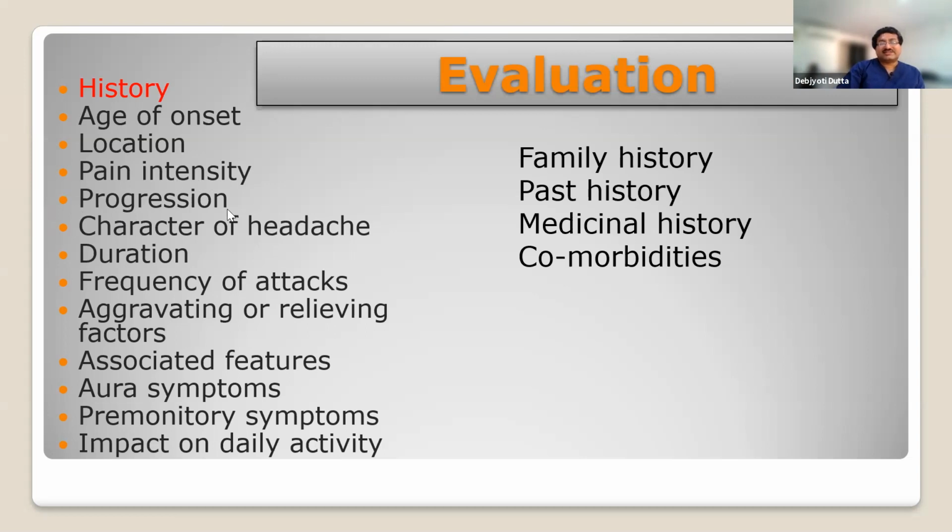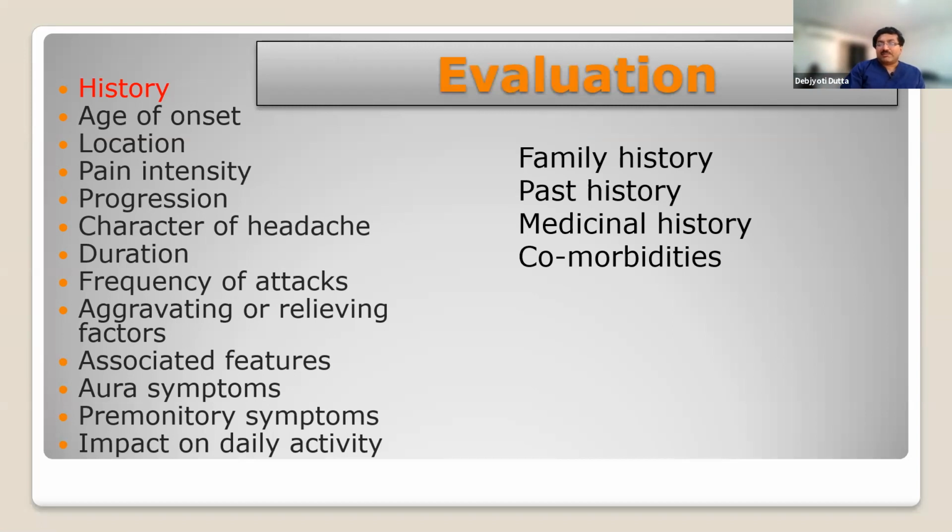Next, come to the progression: how it has progressed, how long it is staying, how frequent the attacks are. Then character of the headache, duration, frequency of attack, and what the aggravating or relieving factors are. Sometimes if it is a migraine patient, the patient prefers to stay in a cold, calm room or a dark room. He doesn't like light as well. There is associated nausea and vomiting. By those you need to differentiate.